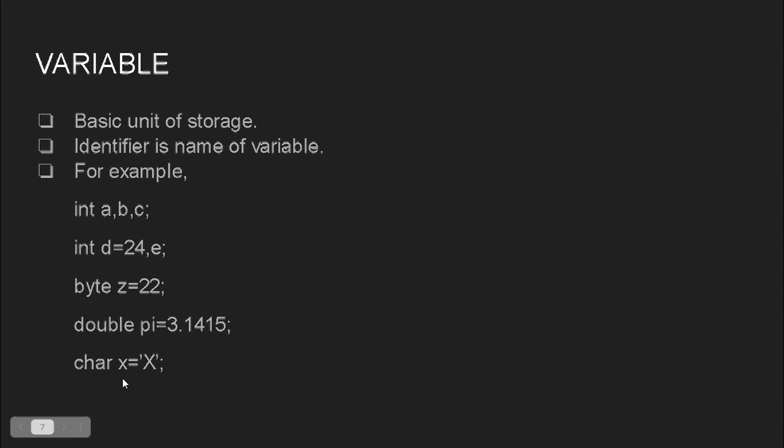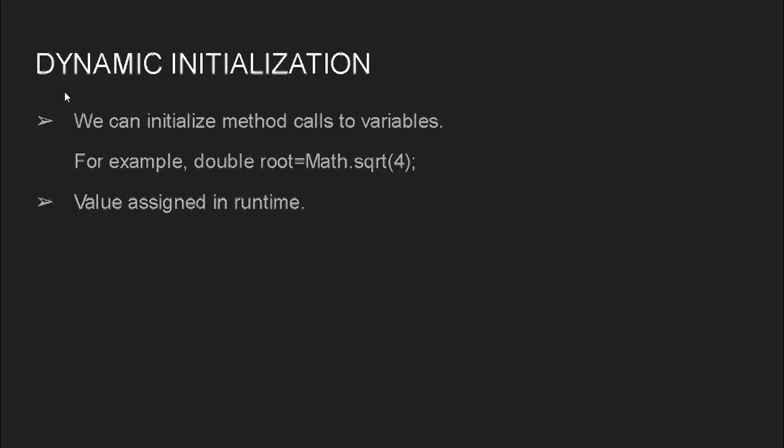Okay. So there is another concept known as dynamic initialization. Now, if you look at this statement, double root is equal to Math.sqrt of 4. Now in Java, there is a predefined class which is called Math, and that Math class is going to perform all math related operations, like calculating the square root, the power, then floor, ceiling, etc.